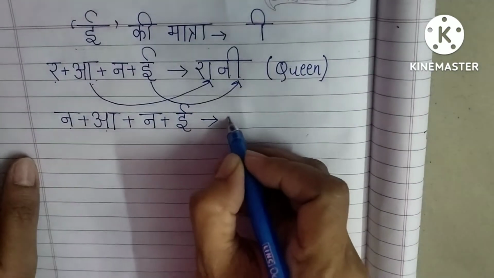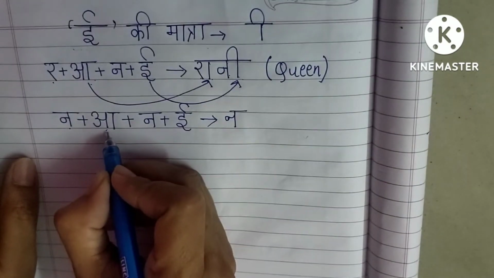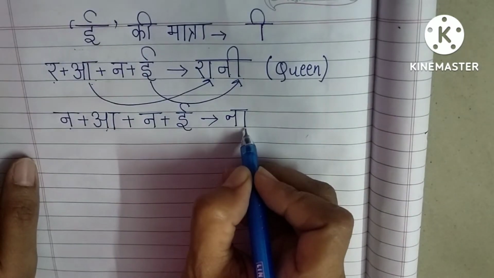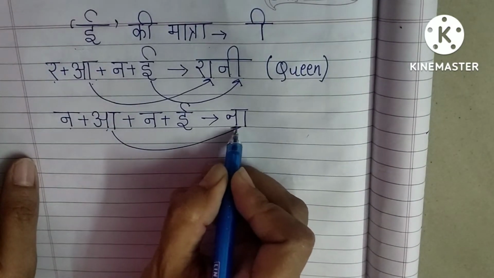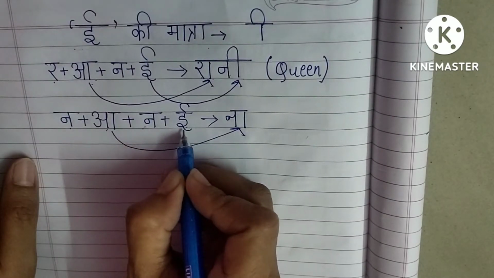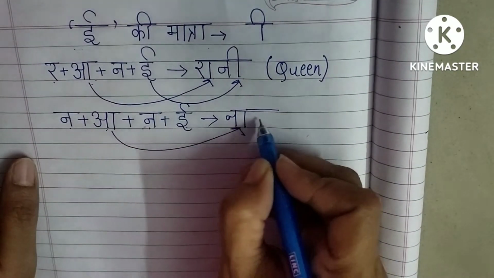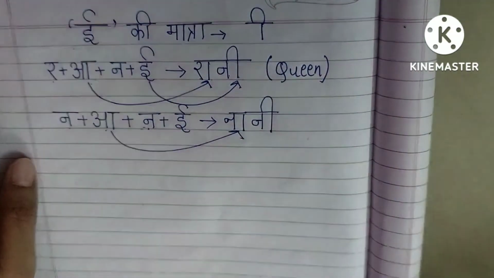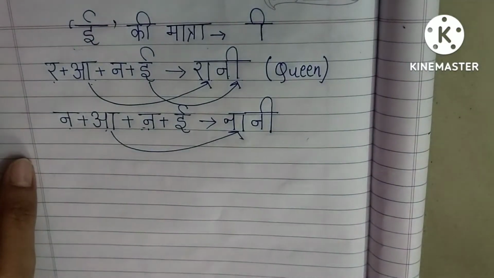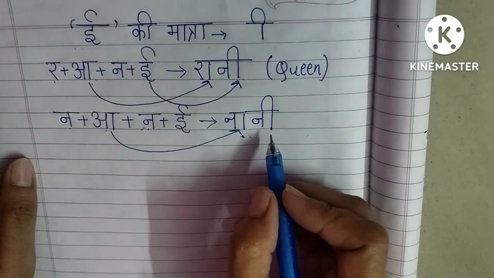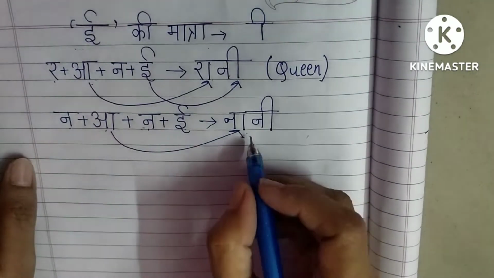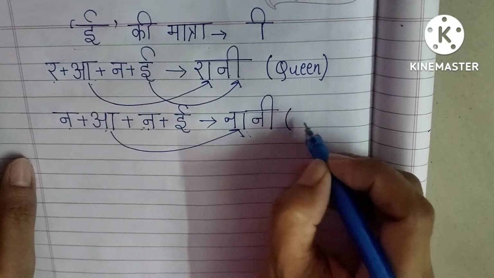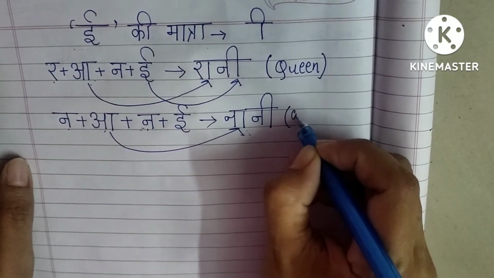Na, A. Write na as it is. Then in the place of this A, we put A ki matra. How is A ki matra? A ki matra is like a standing line. So na, A, na. Then write this na, E, ni. So write na as it is, and this E as a matra. Nani. Na, A, na. And the na, E, ni. Nani means grandmother.